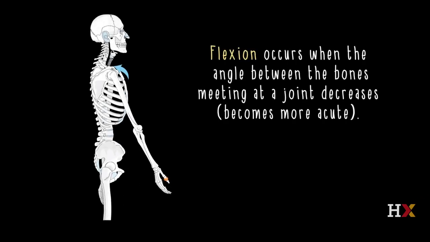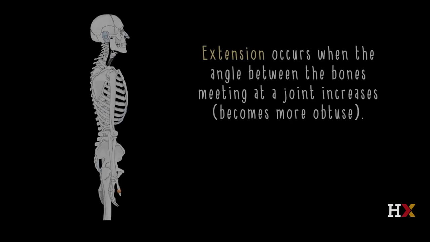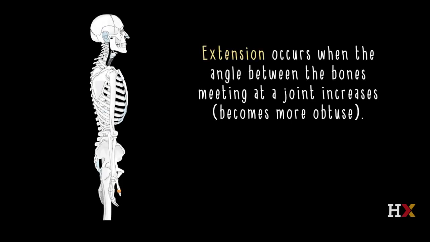Here are two examples from the previous module. So this is the shoulder joint, a ball and socket joint. Flexion occurs when the angle between the bones meeting at the joint becomes more acute, and extension occurs when the angle between the bones meeting at the joint becomes more obtuse.